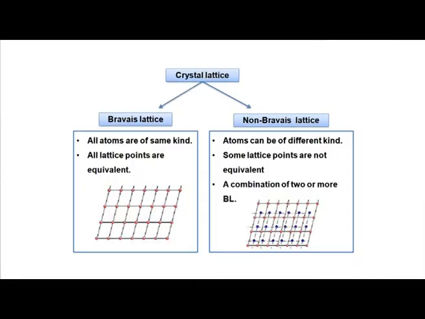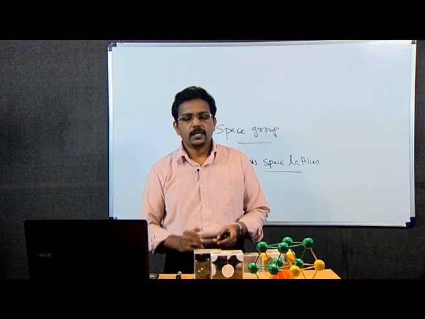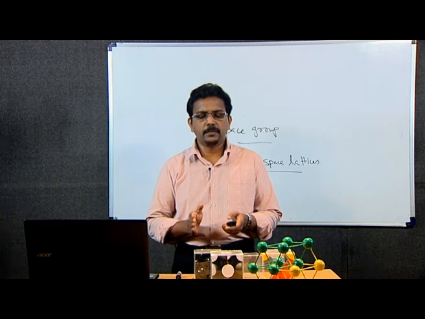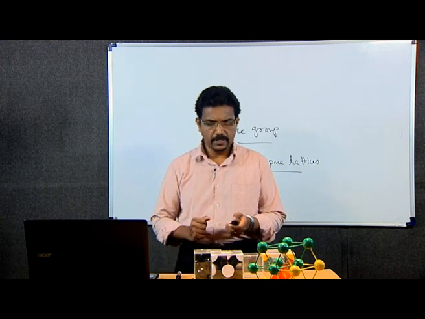In Bravais space lattices, all atoms are of the same kind and all lattice points are equivalent. But when we consider non-Bravais lattices, atoms can be of different kinds and some lattice points are not equivalent. A combination of 2 or more Bravais lattices can also be seen in non-Bravais lattices. So, crystal lattices are mainly classified into two: Bravais lattices and non-Bravais lattices. Based on this symmetry we are considering the Bravais lattices.